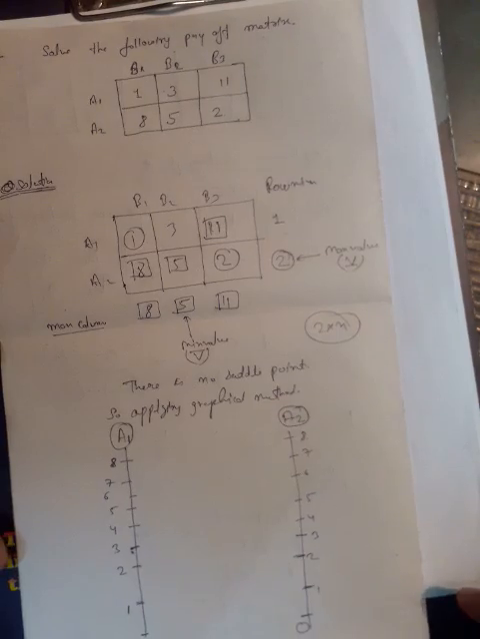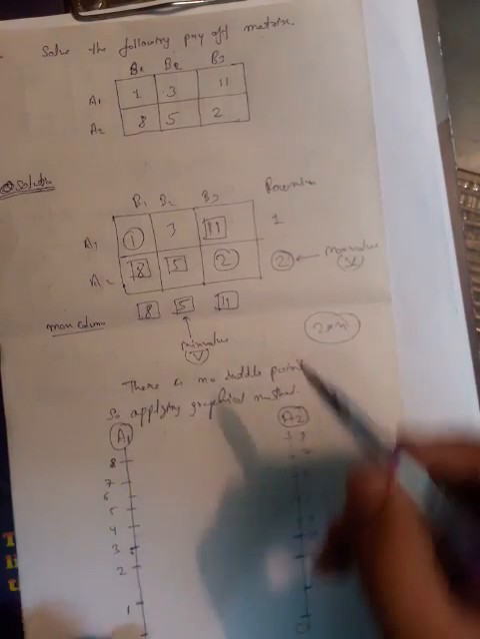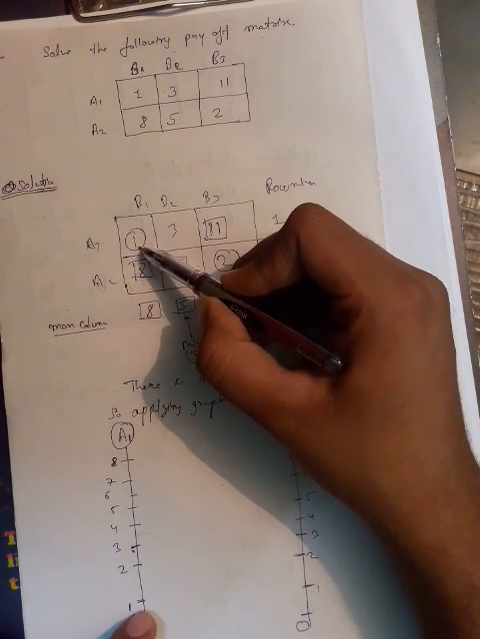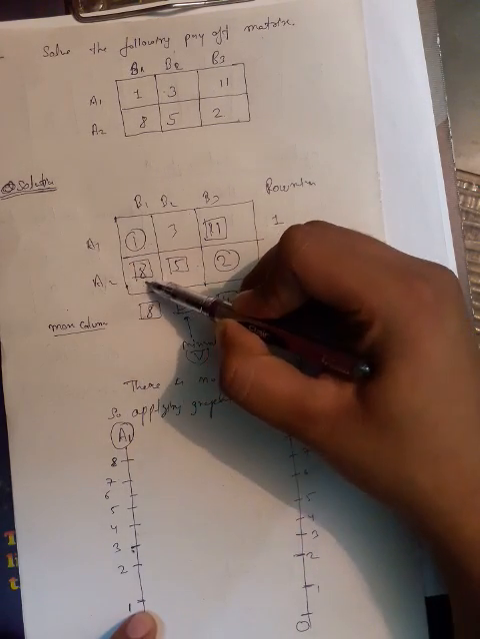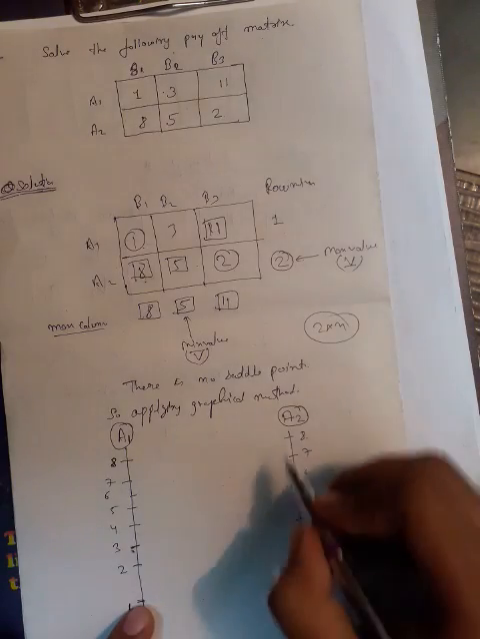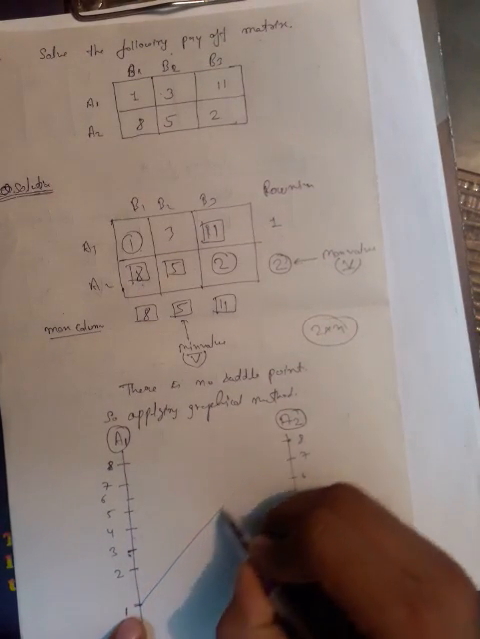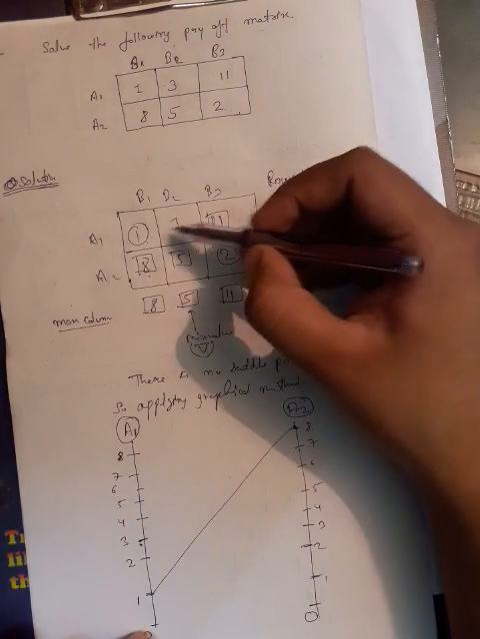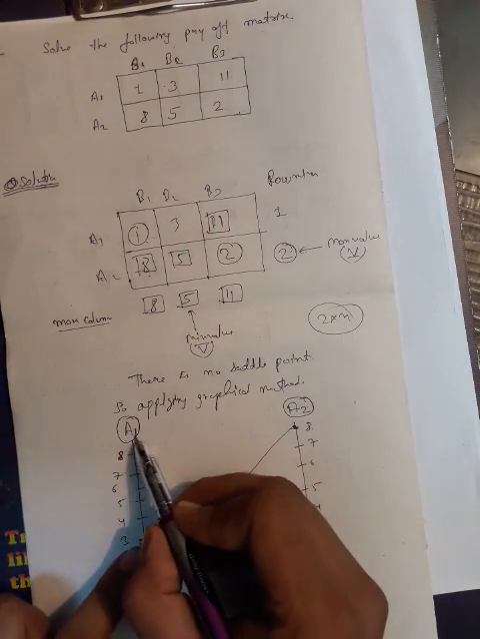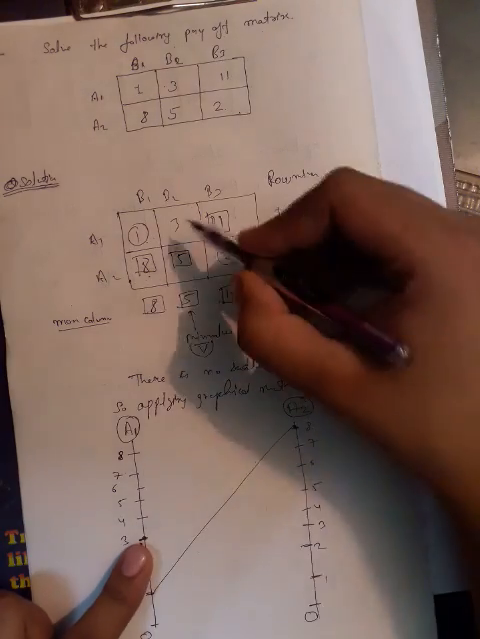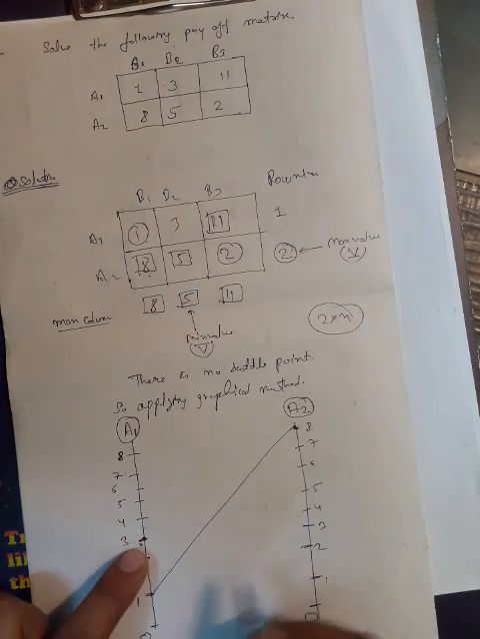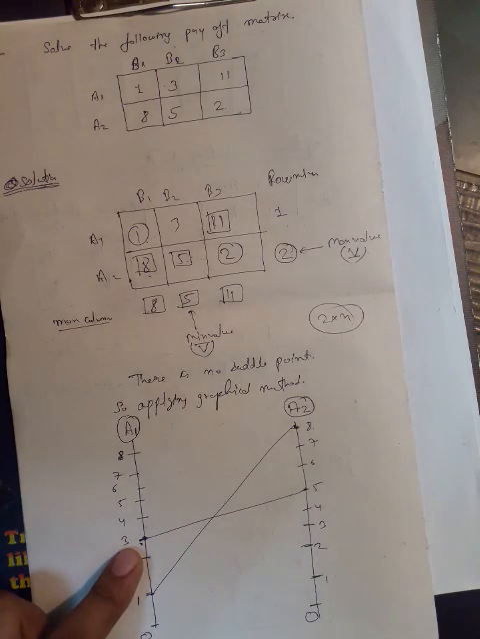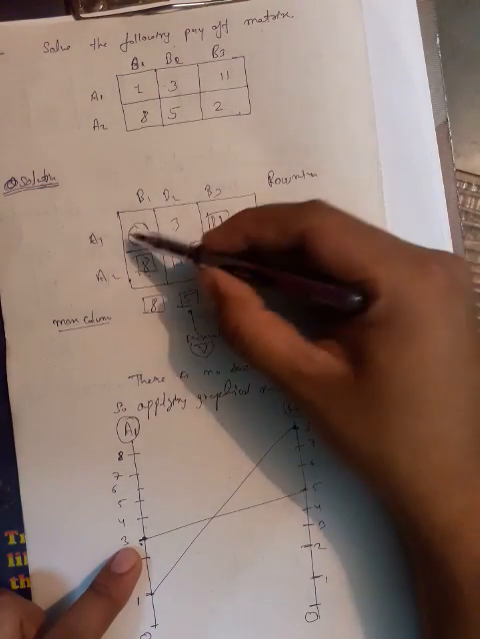Now let's start. A1 is 1, and we have to connect it to A2 with value 8. So A1 is 1, A2 is 8. In the second column A1 is 3. The A1 point is here, A1 as 3, and A2 as 5. A2 as 5. Join it.